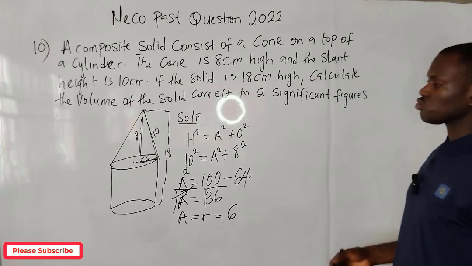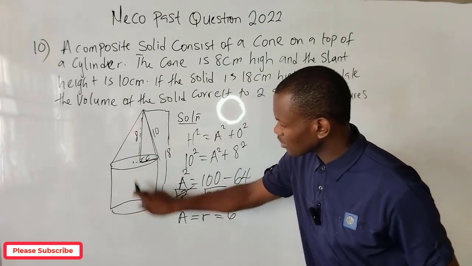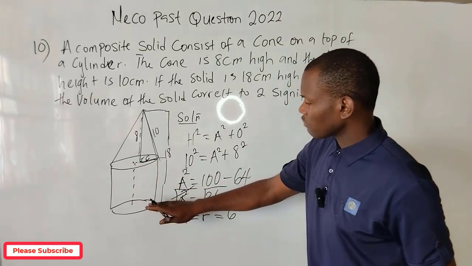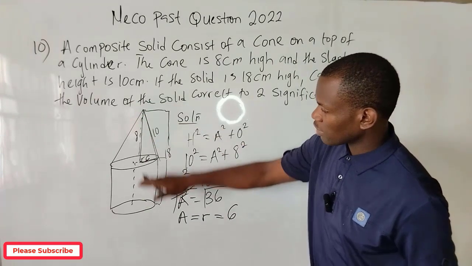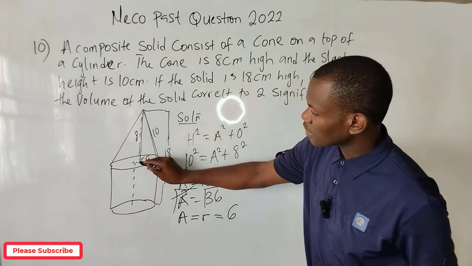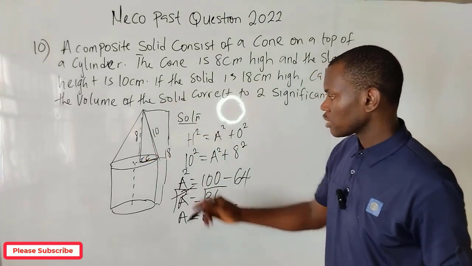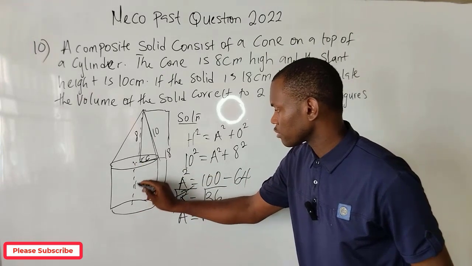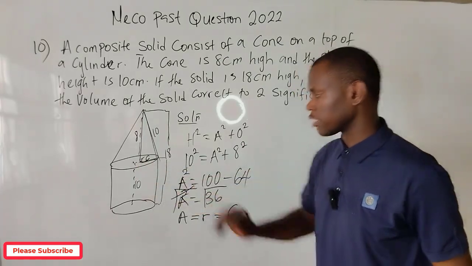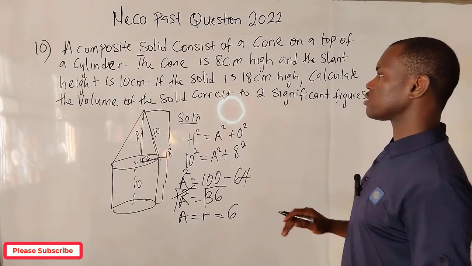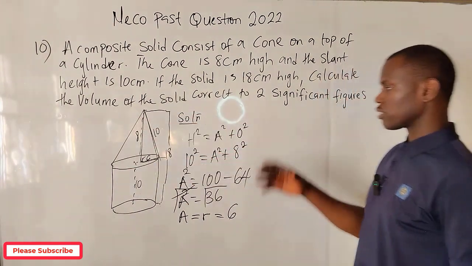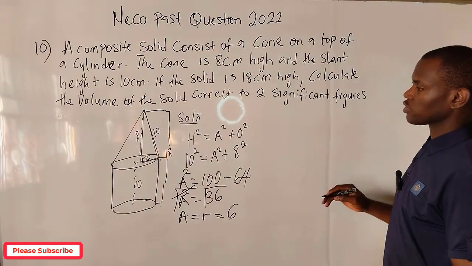The next thing we need to do is to get the height of this cylinder, the height from here down to here. Since we have the total length of this shape as 18, but take note that from here to here is 8 centimeters, that means the remaining part will be 10. So here is 10, the total is 18, here is 8. Having gotten all the parameters that we need, we use the volume of the cone and the volume of the cylinder and add them together to get the volume of the composite shape.